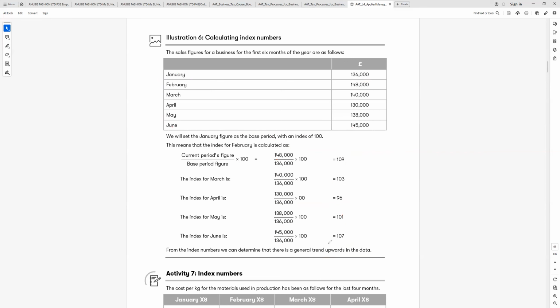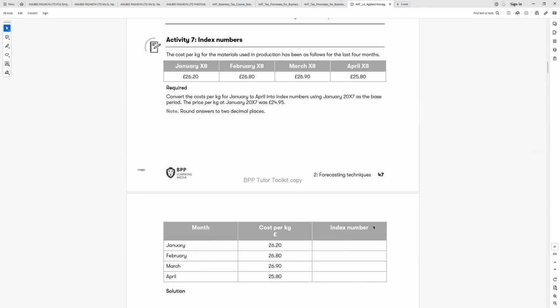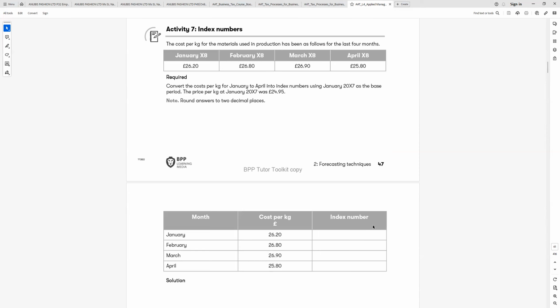So let's have a look at some more things. You have one question, let's try this one. We have here the cost per kg for the material used in the production, which has been as follows for the last 4 months.